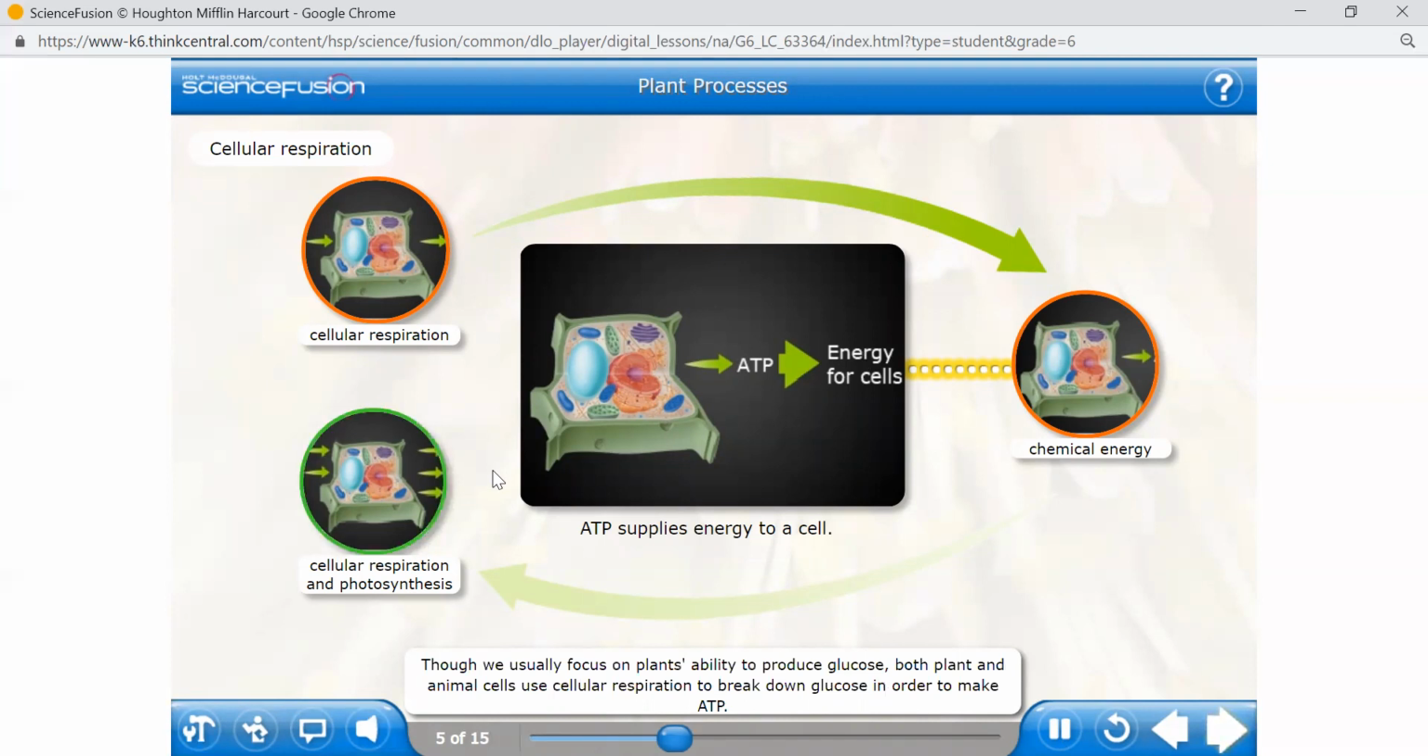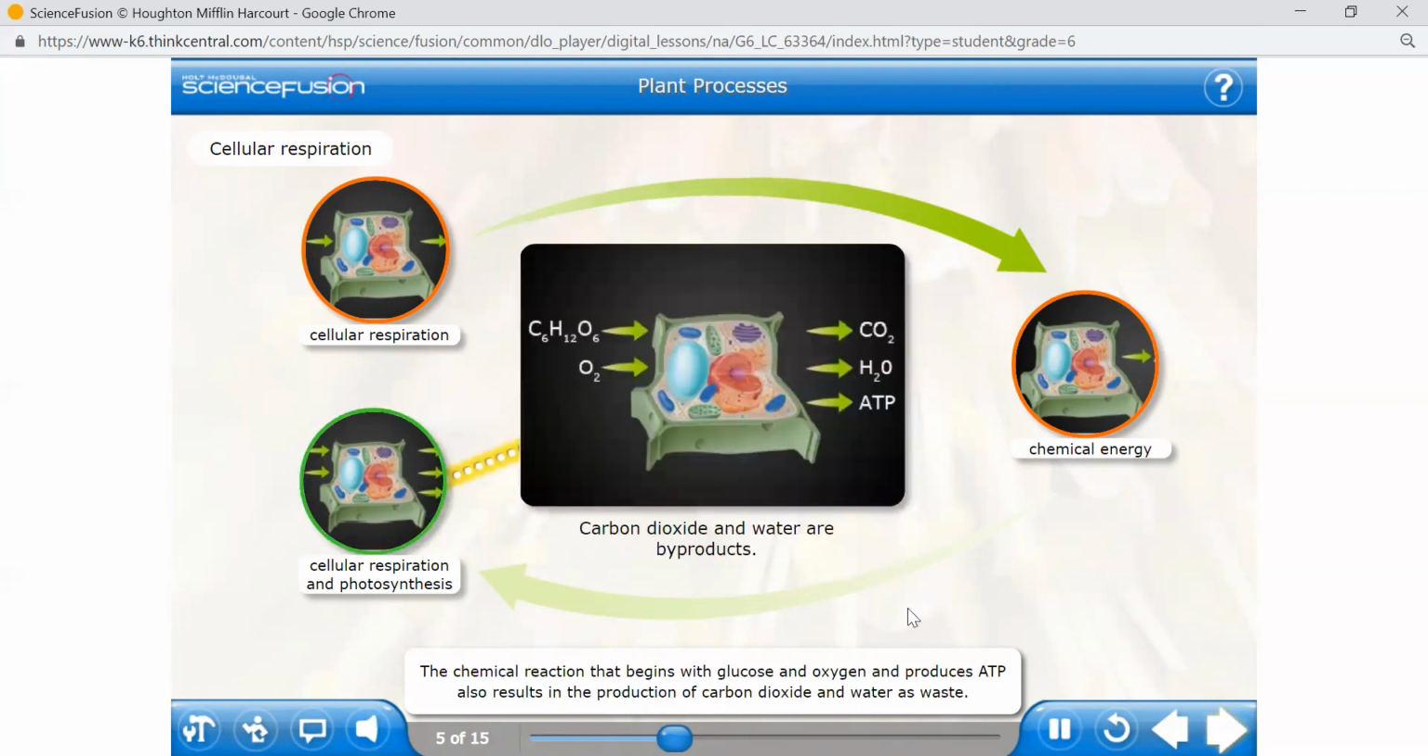Though we usually focus on plants' ability to produce glucose, both plant and animal cells use cellular respiration, the chemical reaction that begins with glucose and oxygen and produces ATP. You know that in photosynthesis, these products will become the reactants. We will start the reaction with carbon dioxide and water, but here we'll start the reaction with oxygen and sugar, because we need oxygen and sugar when we produce carbon dioxide, water, and energy.